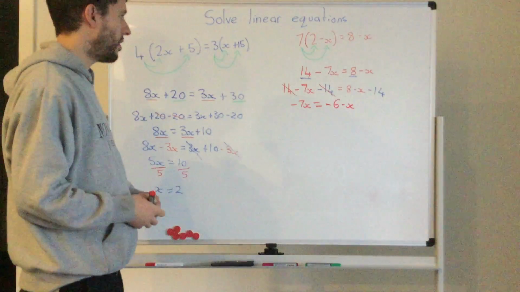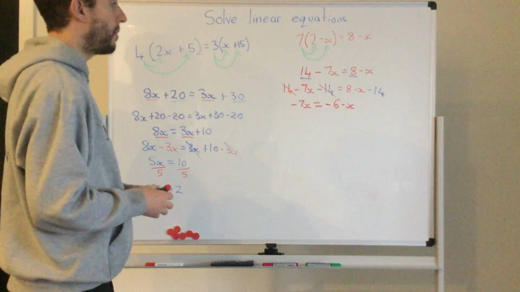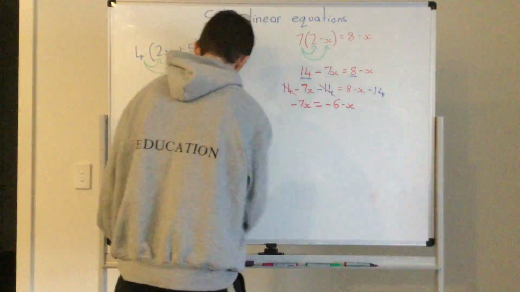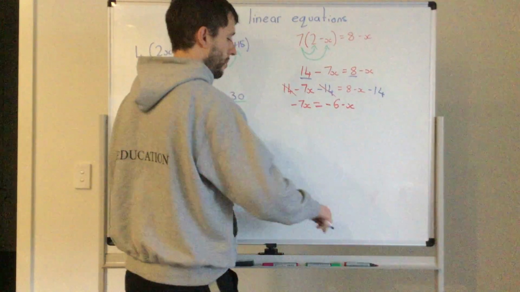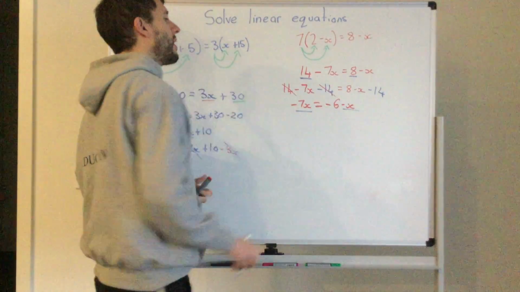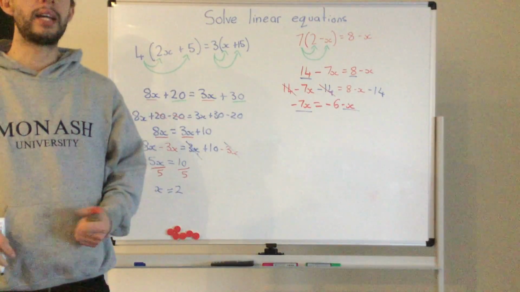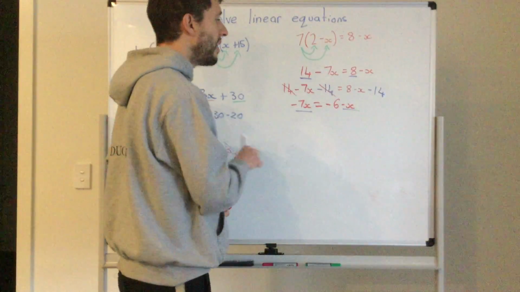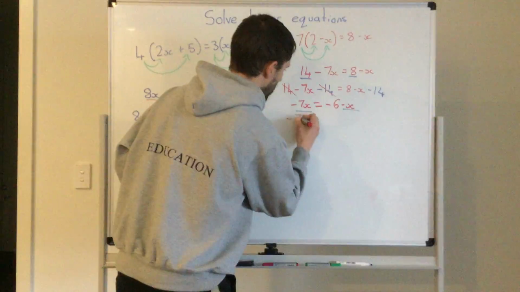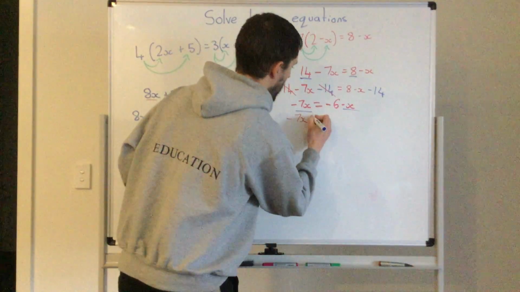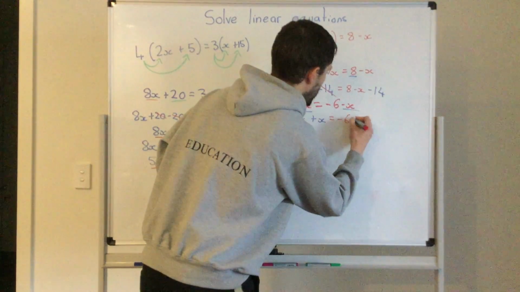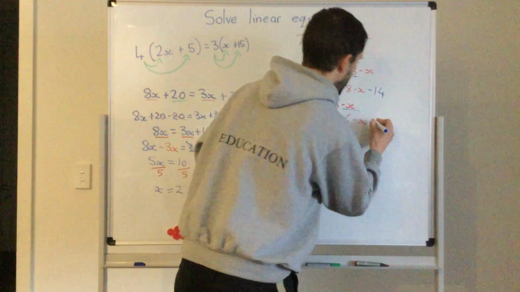Okay, once I've done that, the next step is how do I get all my x's onto the same side. So these are my like terms. I've got negative x on that side. What's the opposite of negative x? Positive x. So I'm going to add an x to each of my sides. So I will go negative 7x plus x equals negative 6 take x plus x.